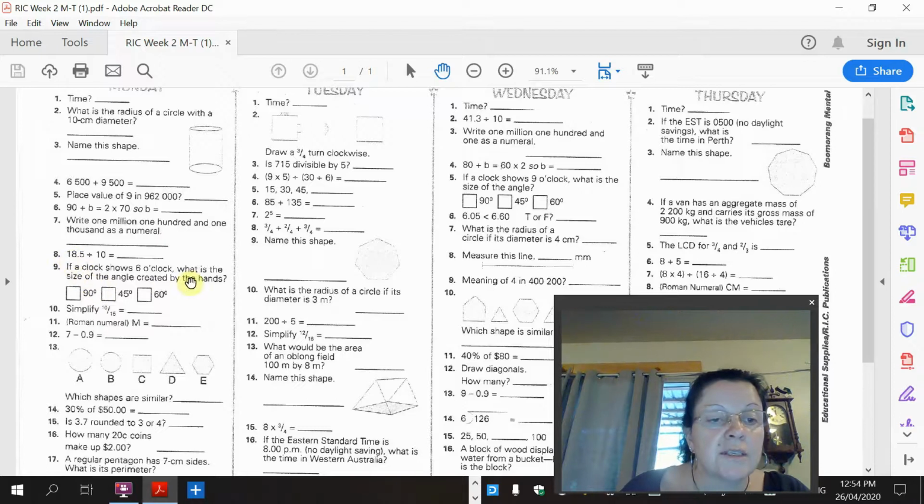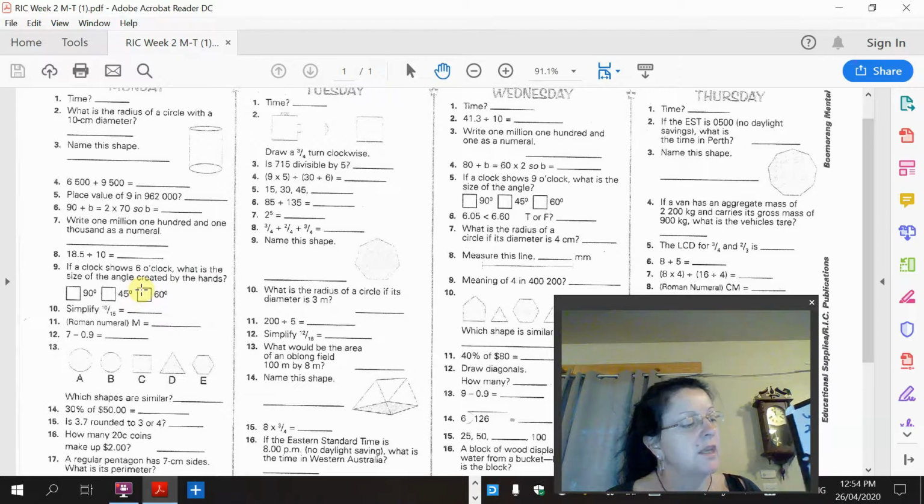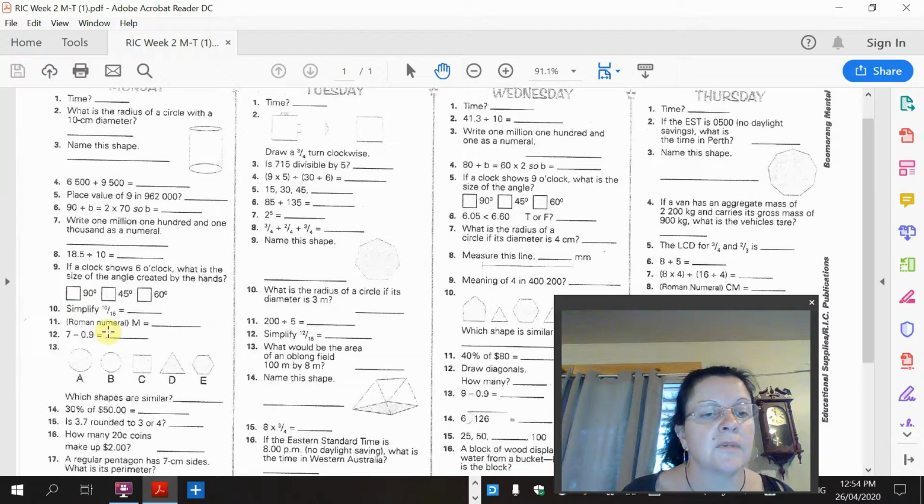If a clock shows 6 o'clock, what size of the angle is created by the hands? Don't forget, a full circle is 360 degrees. A circle is split up into 4 parts, each being 90. So if a clock shows 6 o'clock with the hour hand down the bottom and the minute hand at the top, we add those 2 quarters together to make it a half, so that is 180 degrees, sorry.